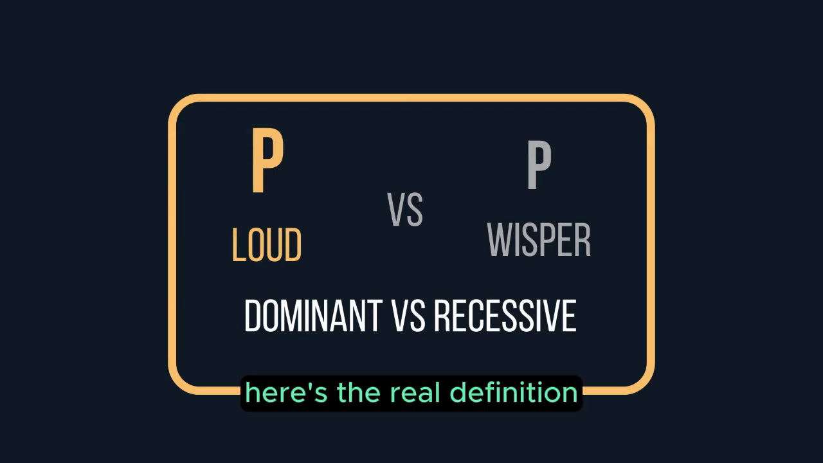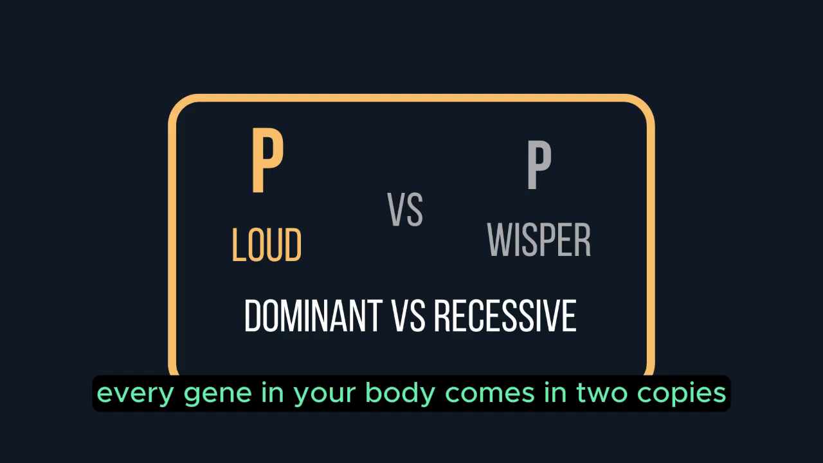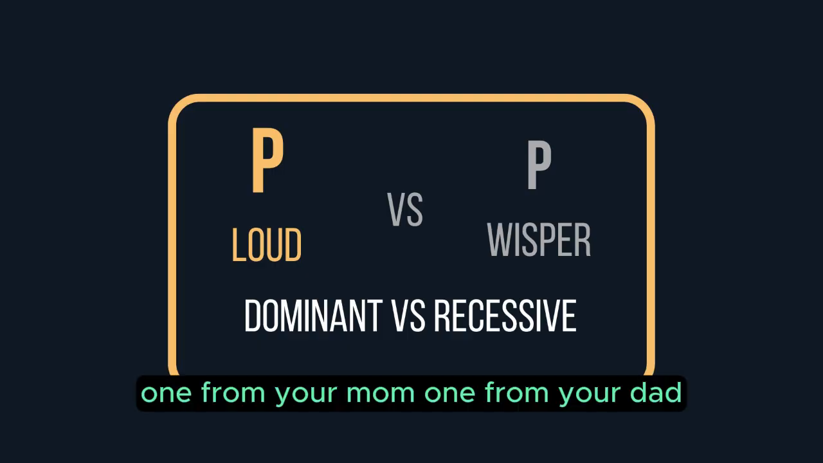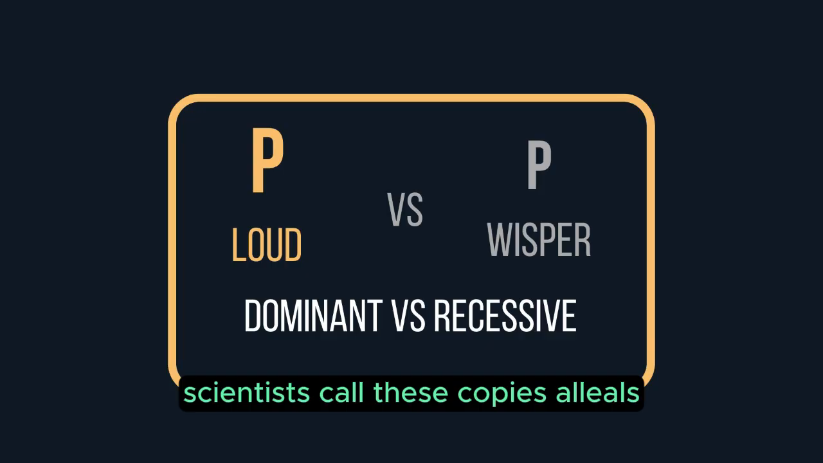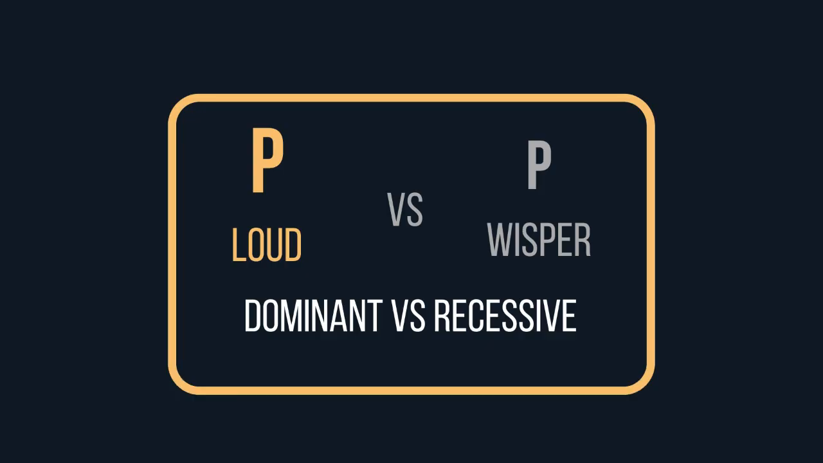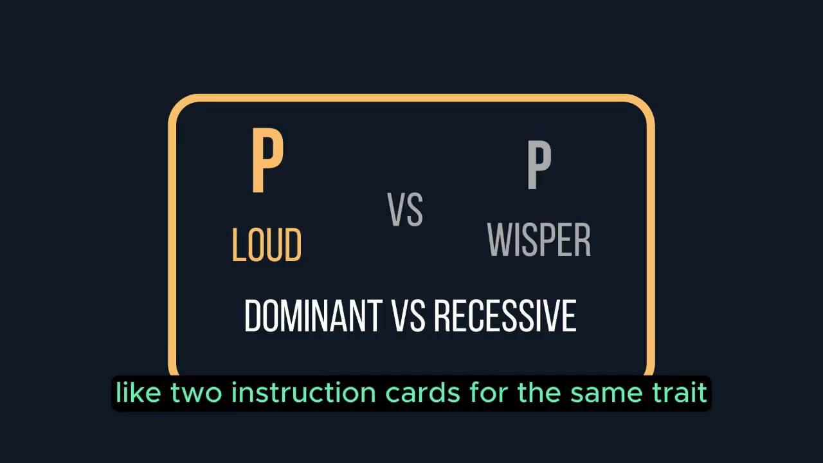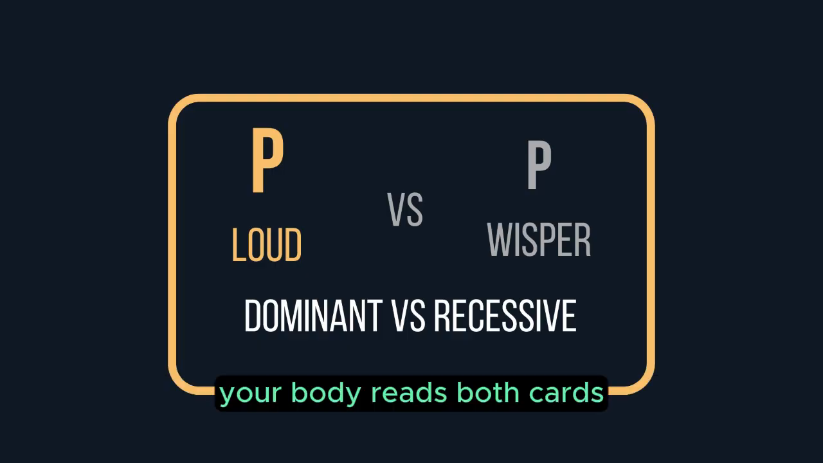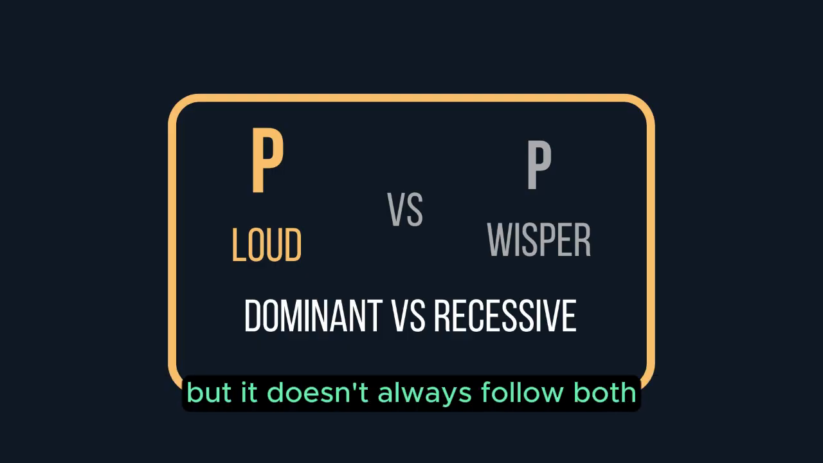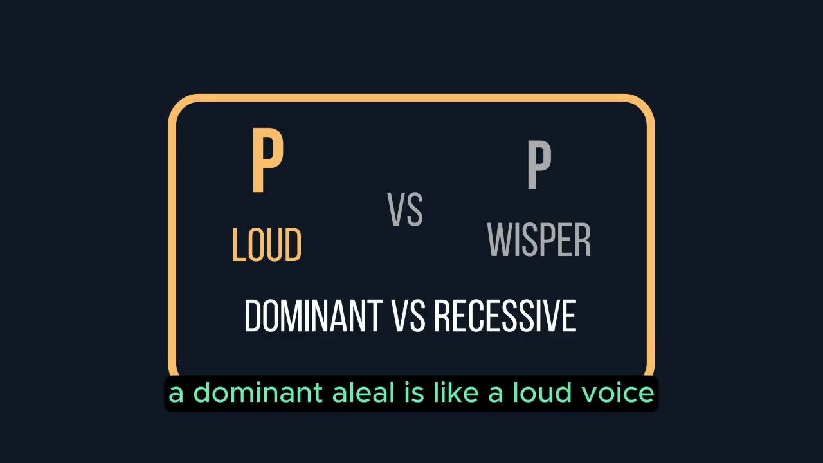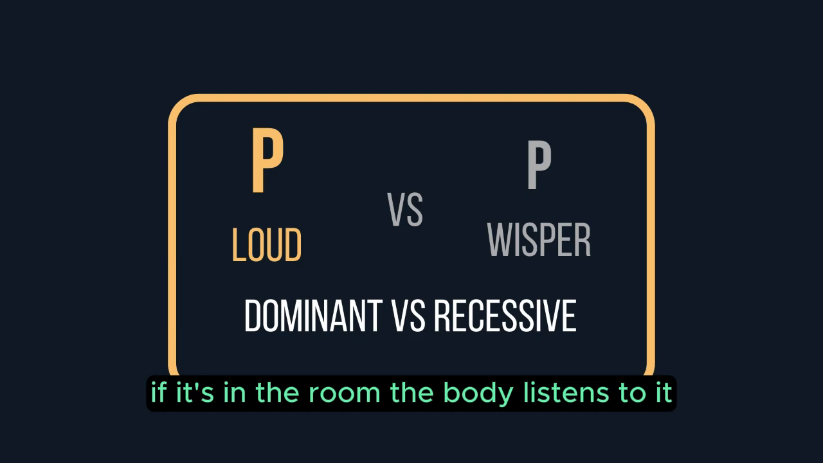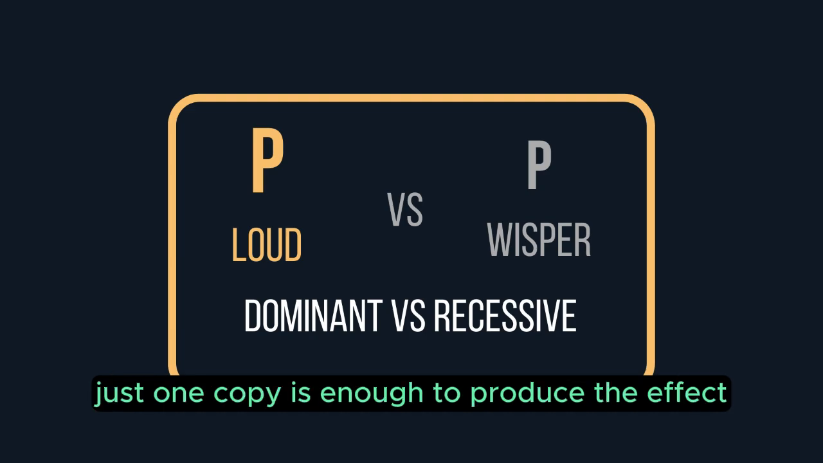Here's the real definition. Every gene in your body comes in two copies, one from your mom, one from your dad. Scientists call these copies alleles. Think of alleles like two instruction cards for the same trait. Your body reads both cards, but it doesn't always follow both. A dominant allele is like a loud voice. If it's in the room, the body listens to it. Just one copy is enough to produce the effect.